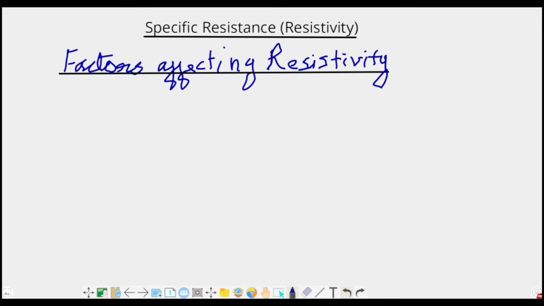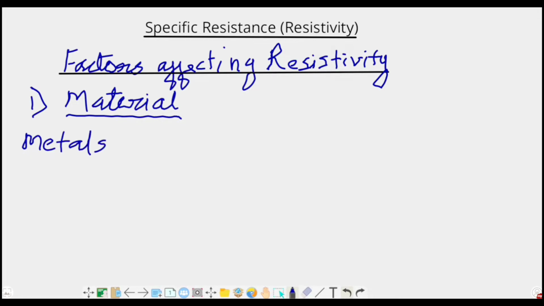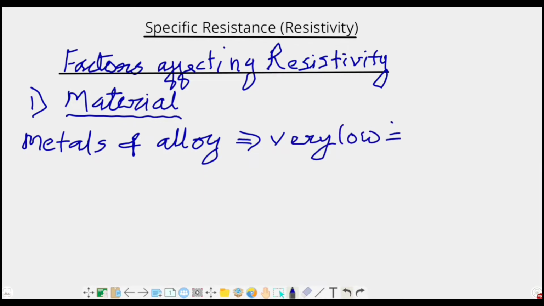Now let's discuss the factors affecting resistivity. The very first factor is the material. As earlier we have told that it is a characteristic property, so it is different for different substances. Now, it is very low for the metals and alloys. It is of the order of approximately 10 raised to minus 8 ohm meter.